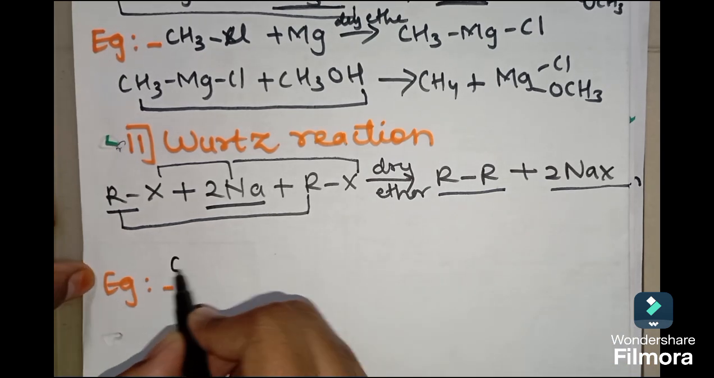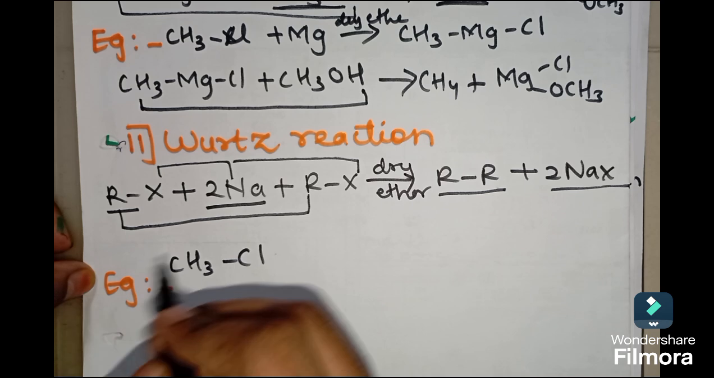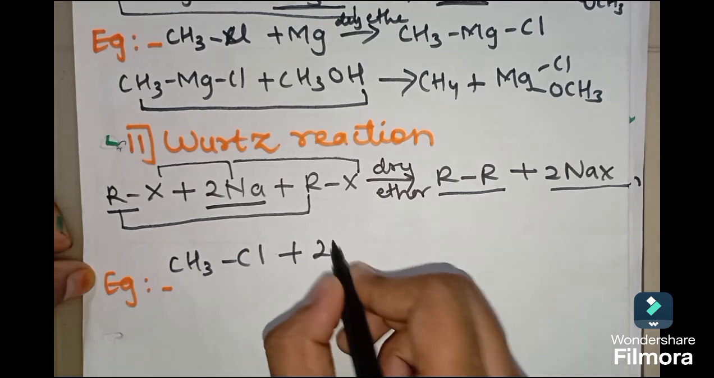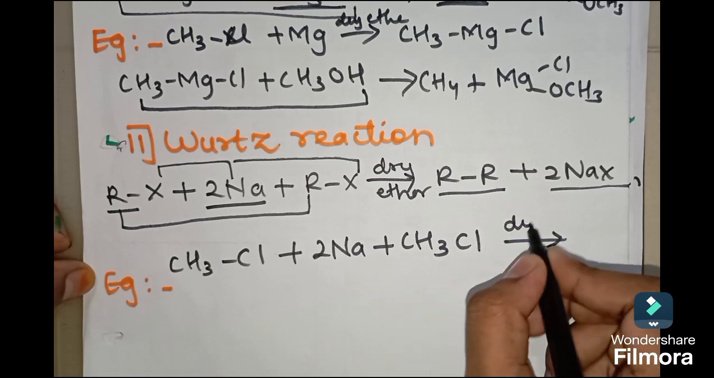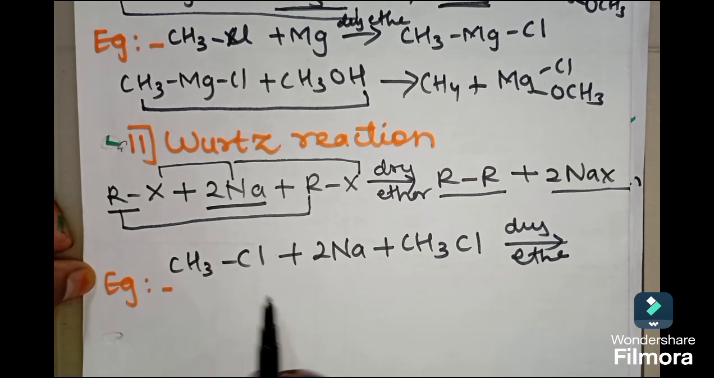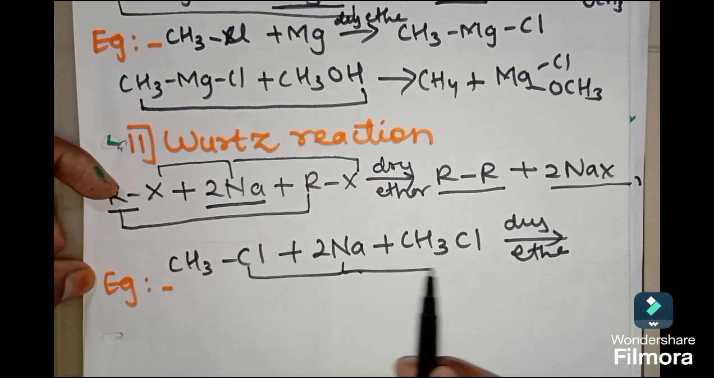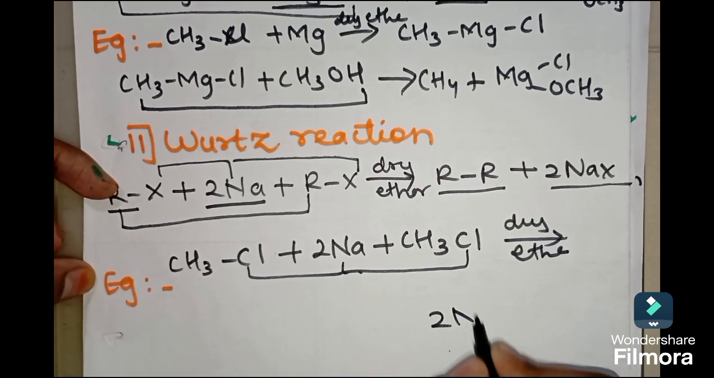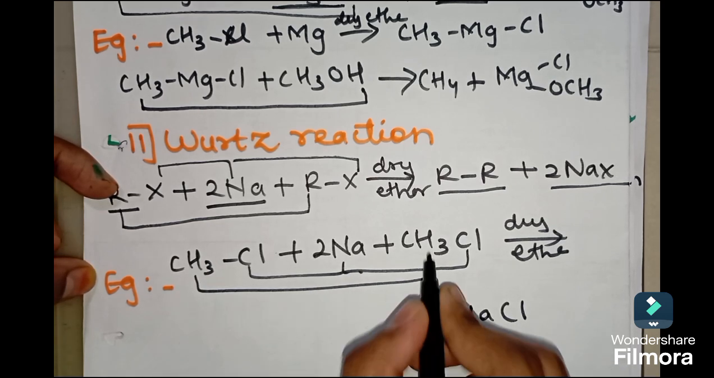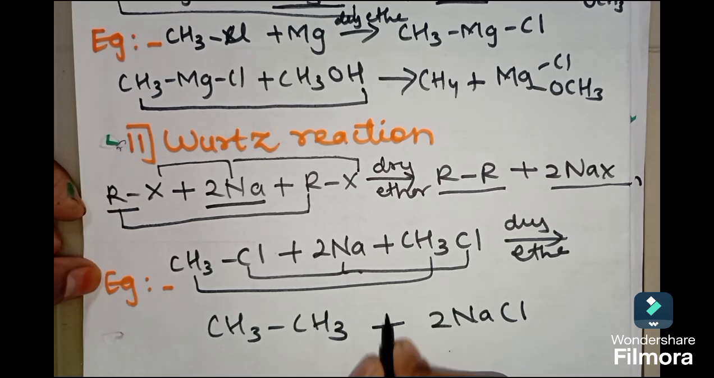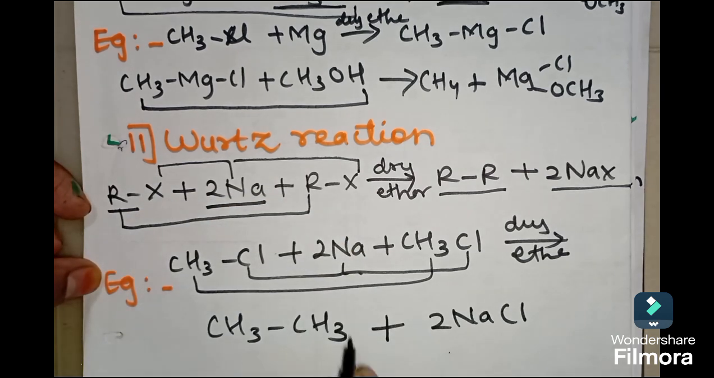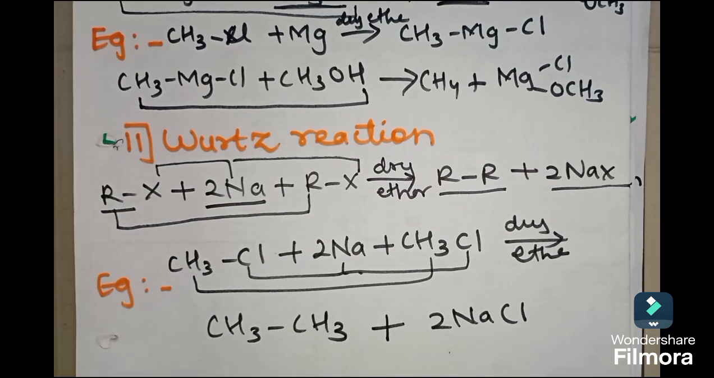Now students, we will do this reaction to understand it better. I am taking methyl chloride, 2 sodium, again methyl chloride in presence of dry ether. Now what will happen over here? This 2Na will take these 2 chlorine and it will form 2NaCl. Now students, these methyl groups will get combined and it will form ethane. So here from methyl group we are getting ethane, thus we are getting higher alkane. So Wurtz reaction is very important, so do learn it by heart.